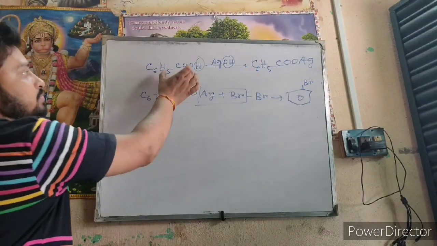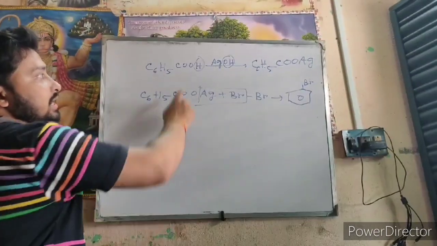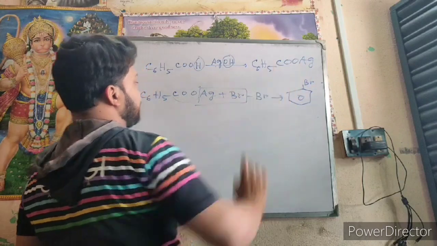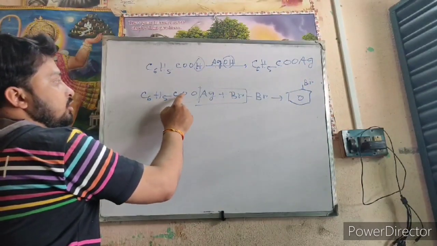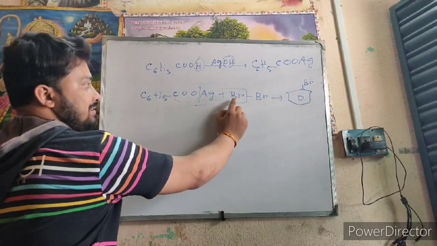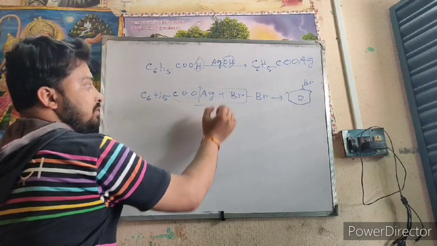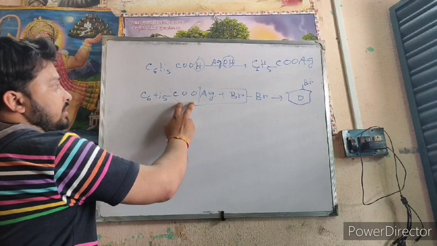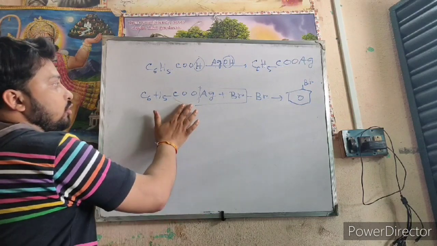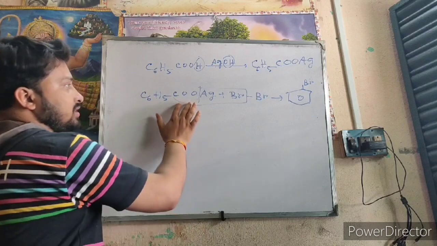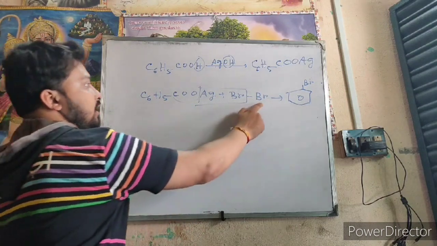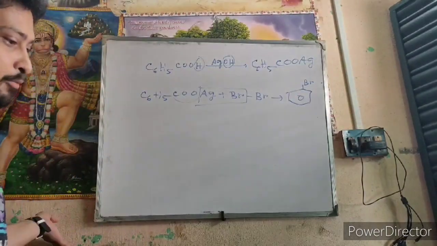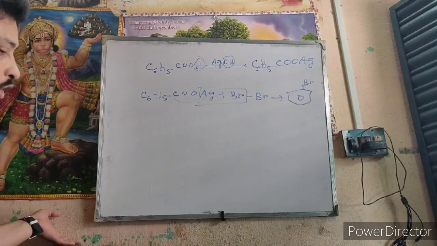What do you use? You use benzoic acid with AgOH and you get this compound C6H5COOAg. And this C6H5COOAg reacts with bromine, Br and Br, and AgBr is removed and CO2 is removed due to the entropy factor. Carbon dioxide is a gas, so entropy helps to remove it and you get C6H5Br. This is bromobenzene. This is very, very important.